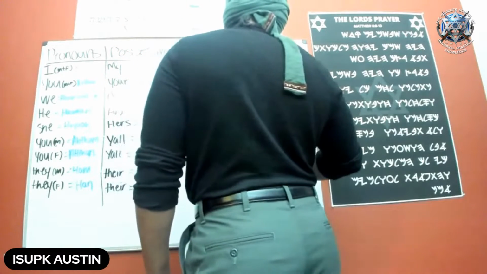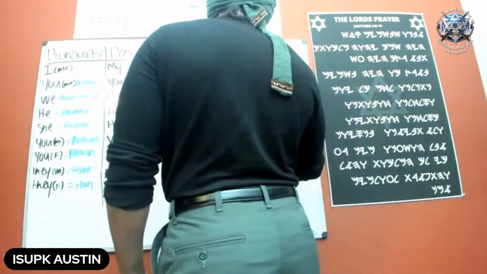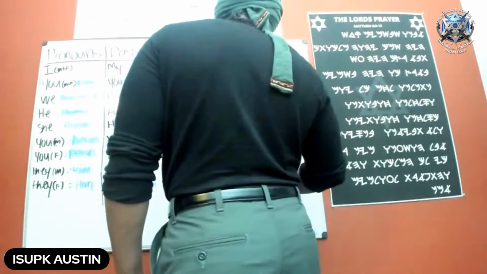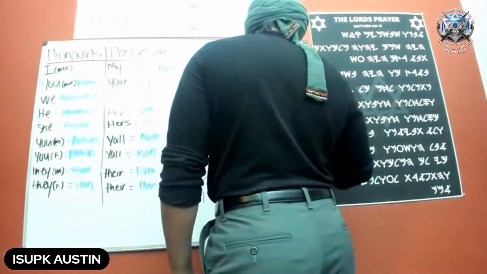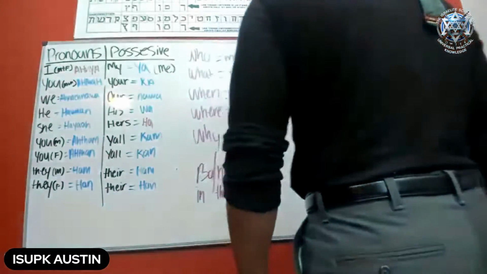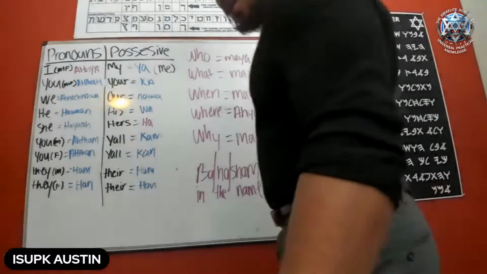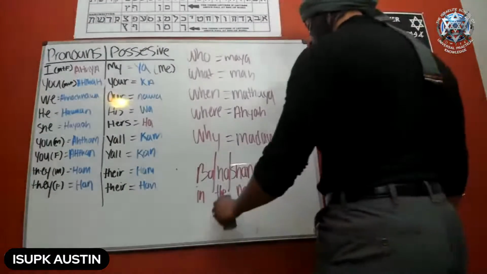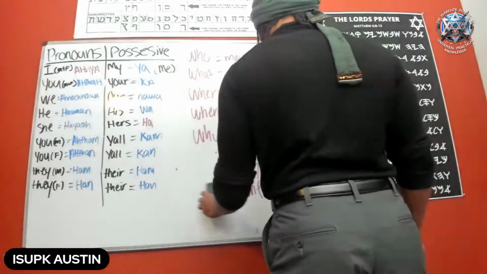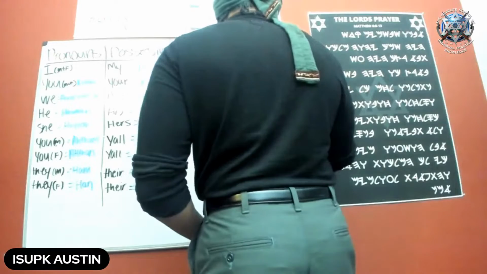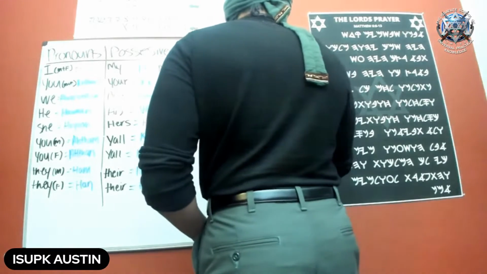But again, like I said, that's in the name. So how would you say, what's your name? We're going to take away the "in the" and keep the root. We're going to keep Sham, which is name. Boom, name.